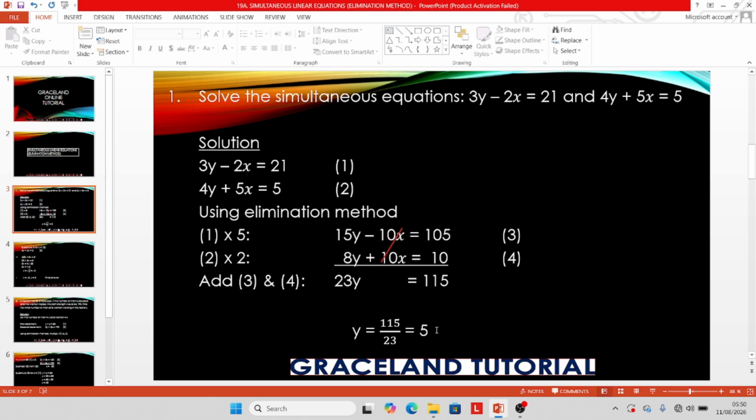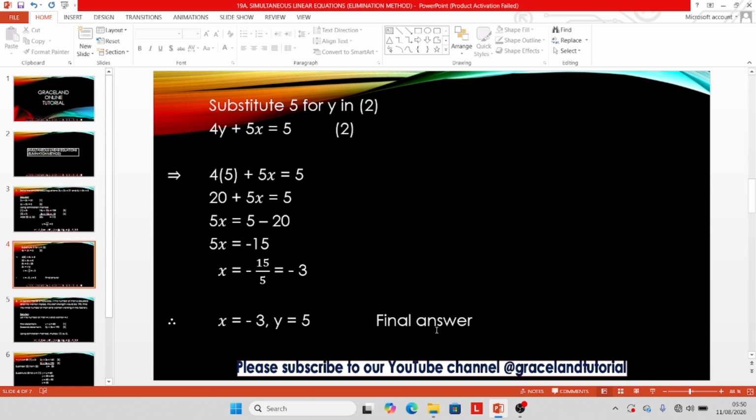So let's go ahead and calculate the value of x. Substitute that 5 for y in equation 2. Don't forget that equation 2 is 4y plus 5x is equal to 5. So we have 4 times 5 plus 5x is equal to 5. 4 times 5 gives 20, plus 5x is equal to 5. Now, let's collect the like terms.